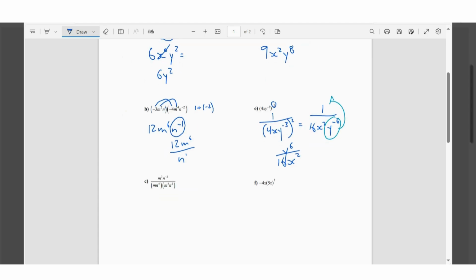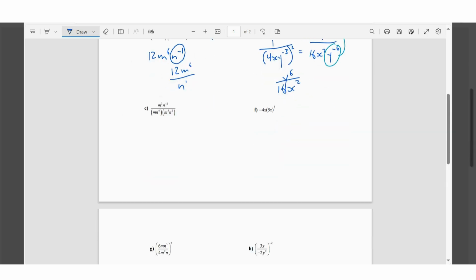You could, either way, distribute from the beginning and give yourself 4 to the negative 2, an x to the negative 2, and a y to the positive 6, and then move this part to the bottom. You would have gotten the same thing. You can do either way.